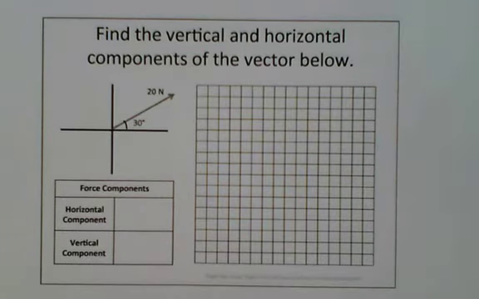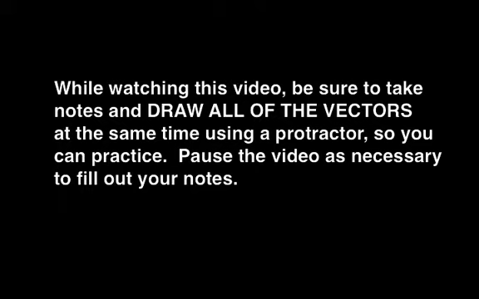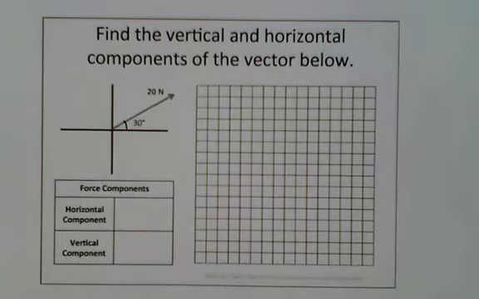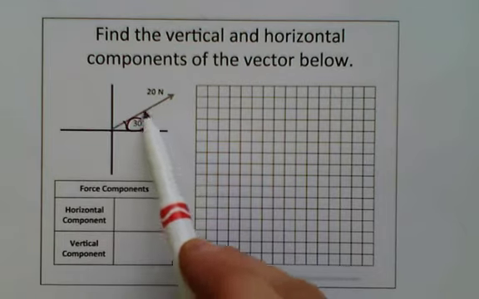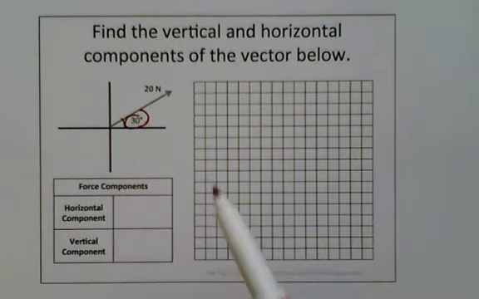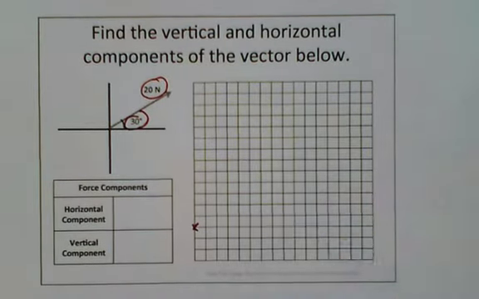This video is about finding the vertical and horizontal components of vectors. As we've mentioned before, a vector is something with a magnitude and a direction. In this case, the direction is going to be indicated by the angle that the force is measured to, and the vector itself will be representing a force.